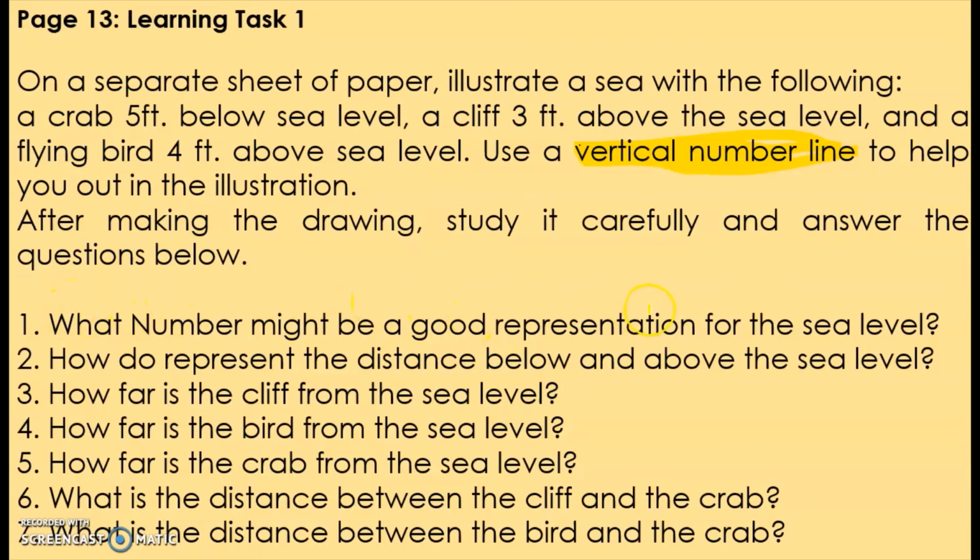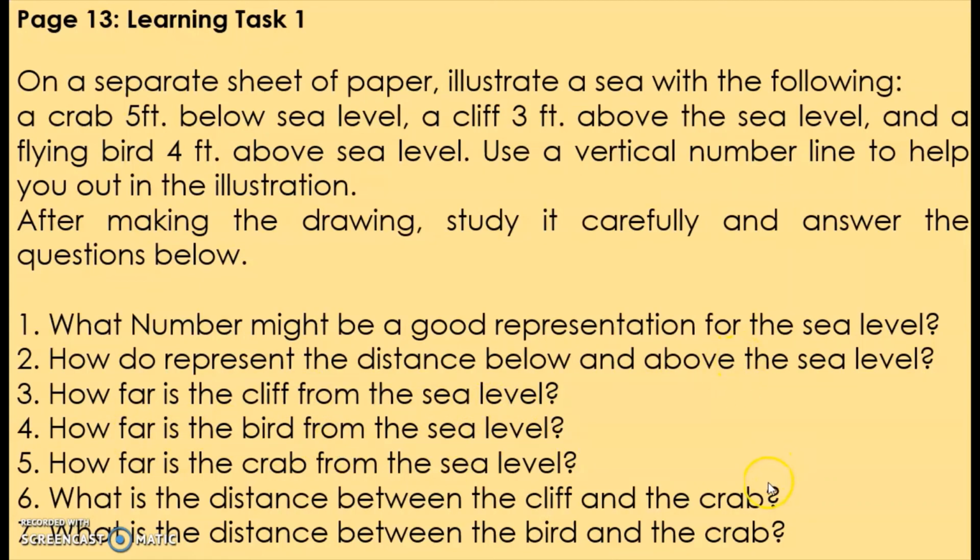What number might be a good representation of the sea level? So as you remember, there is no such negative distance. The knowledge about the horizontal number line of integers is very useful here. You're going to represent this on the vertical number line, and you're going to answer: How to represent the distance below and above the sea level? How far is the cliff from the sea level? And how far is the bird from the sea level?